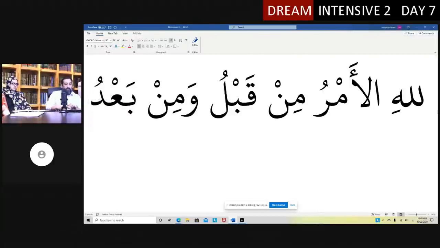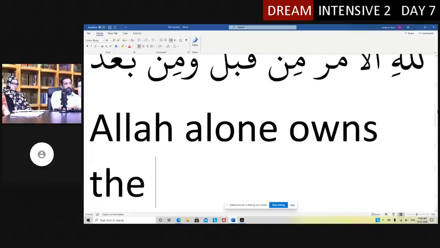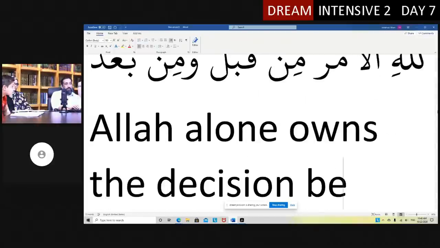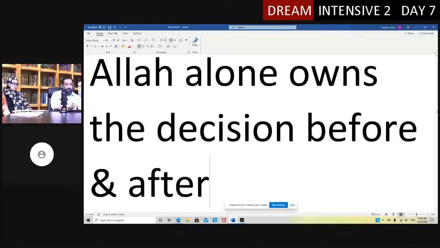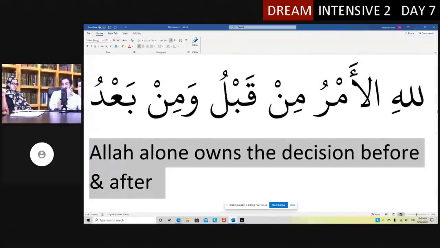Now this ayah is so beautiful because roughly it means Allah alone owns the decision before and after. Now think about that. What Allah did not say is before what and after what. Before this discussion, after this discussion. Before the coming of Muhammad, after the coming of Muhammad. Before this generation, after this generation. Before this decision, after this decision. Before this incident, after this incident. The fill in the blanks are infinite. But it doesn't matter what you fill the blank in with, one thing will remain true: Allah alone owns the decision.